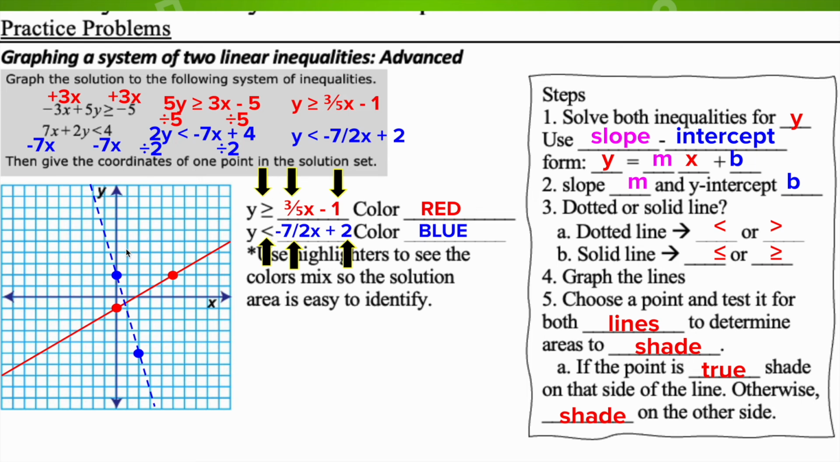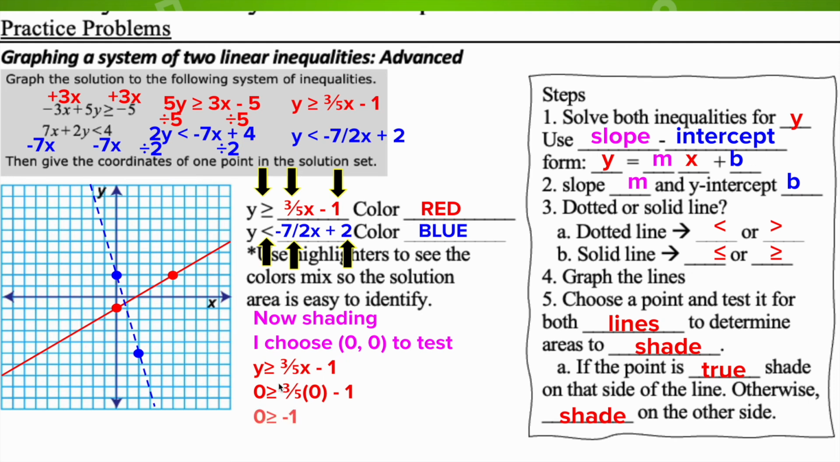All right, so I can see 0, 0 is not being used. It's not on one of the lines. So now I'm going to choose 0, 0 to test. So here's my first equation. And I'm going to plug in 0 for x and 0 for y. And so in this case, I have 0 is greater than or equal to negative 1. Well, that's true. So I can shade above because that's where 0, 0 is. That's a true solution, so everything on that side is true.